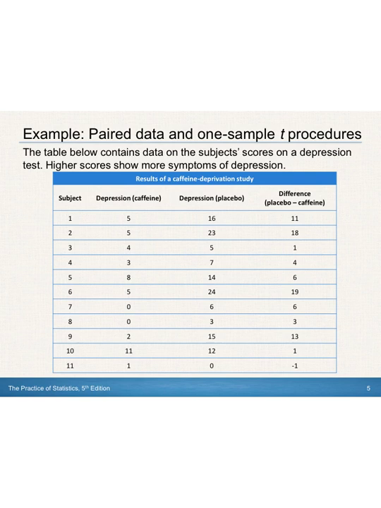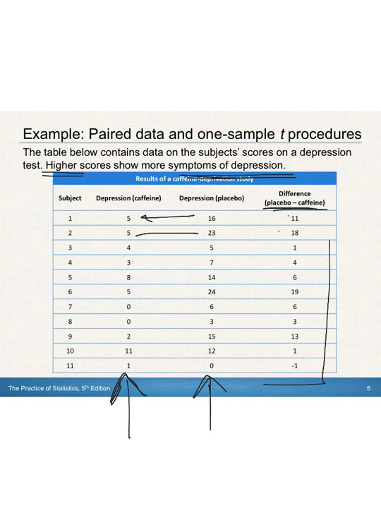So here are our 11 subjects. Here is their depression level on the 2 days that they had caffeine. And here's their depression level on the days they had placebos. And higher scores mean higher depression symptoms. And so what they decided to do is find the difference, and they did placebo minus caffeine. So 16 minus 5 is 11, 23 minus 5 is 18, etc. So they found the difference there, and then we're going to use that information to see if the difference on placebo versus caffeine is statistically significant.